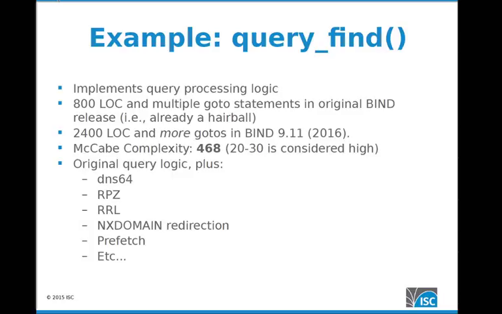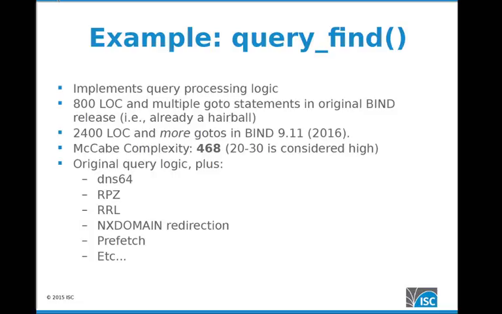In 9.11, it had 2,400 lines of code, and go-tos that jump forward, go-tos that jump backward. The McCabe complexity measurement was 468. That's a measure of the discrete code paths through a function. Generally speaking, it's how many unit tests you would have to write to get full test coverage. And it's actually a misleading figure in the case of query find because of the way we call it back from other contexts. I suspect that probably the real complexity is somewhere around triple that. And 20 to 30 is considered excessive.